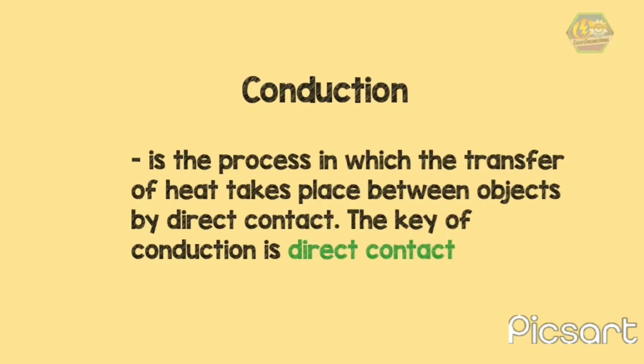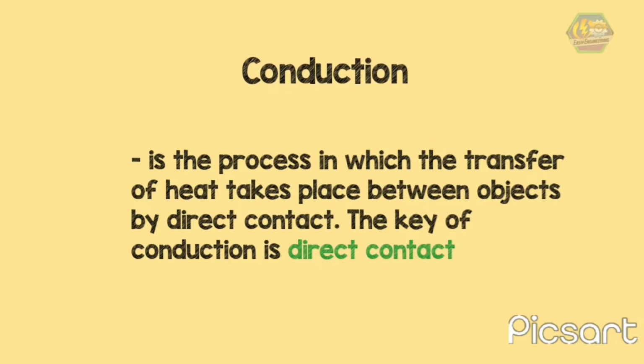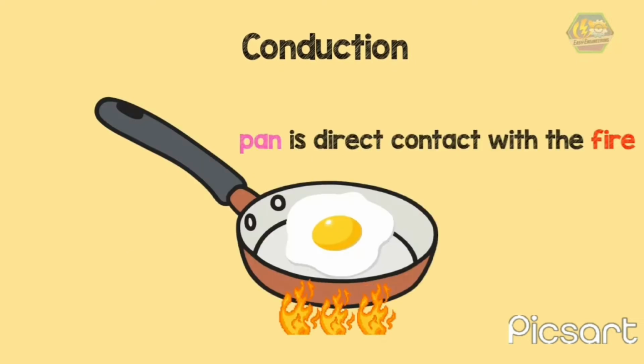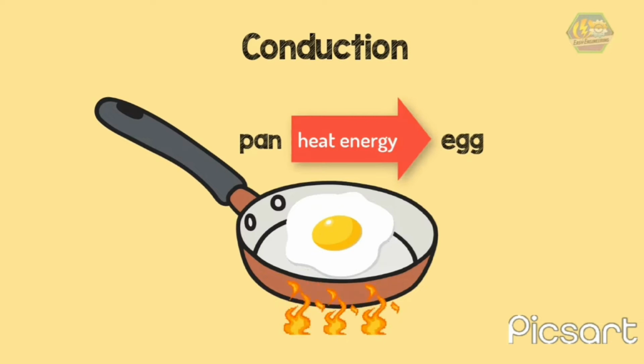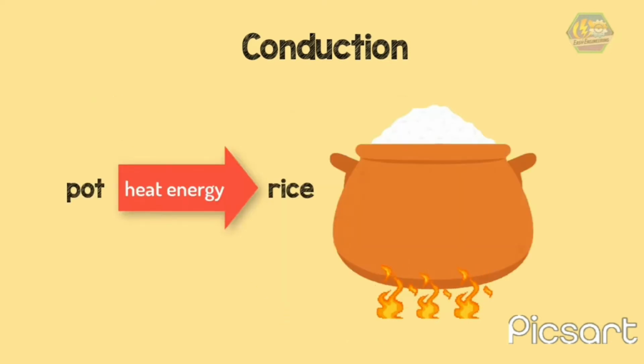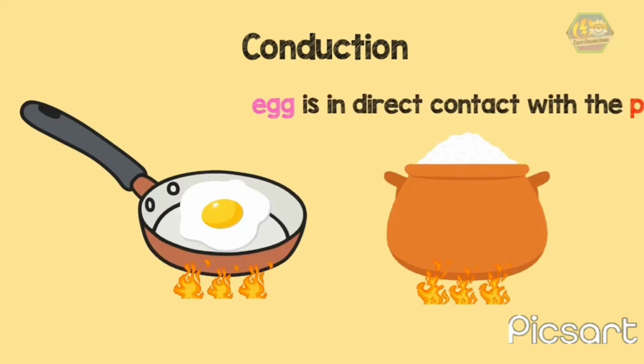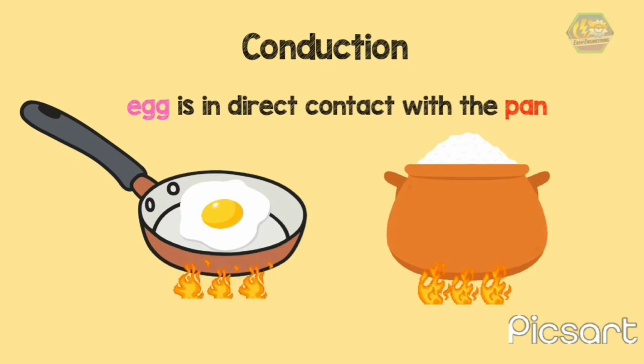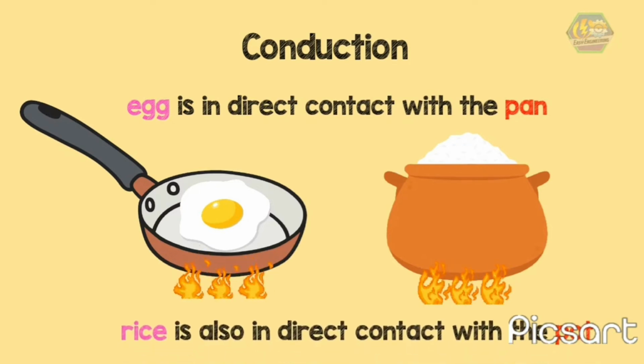Conduction is the process in which the transfer of heat takes place between objects by direct contact. For example, the pan is in direct contact with the fire. The pan transfers heat energy to the egg. Next, the pot transfers heat energy to the rice. The egg is in direct contact with the pan and the rice is also in direct contact with the pot.